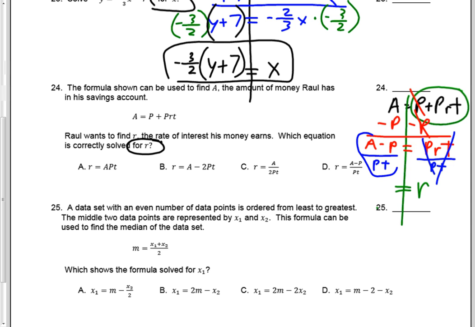Look at the other side. Doesn't that look exactly like that? You're doing less work. You're just doing the actions that it takes to get the variable alone. You can't do anything with any of this because they're not like terms. You're creating a formula.